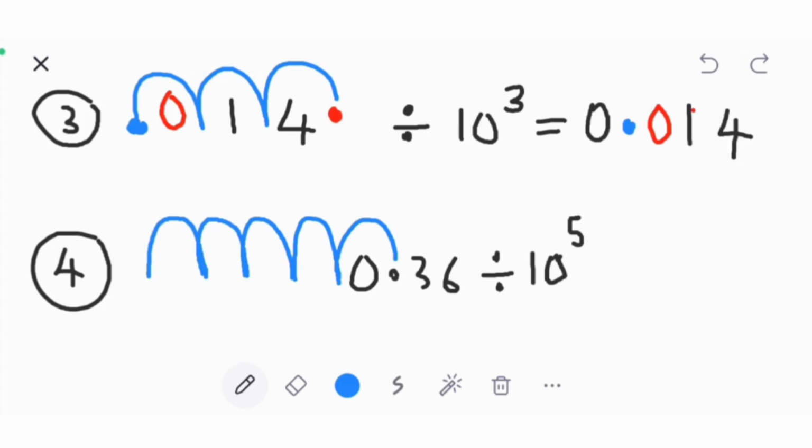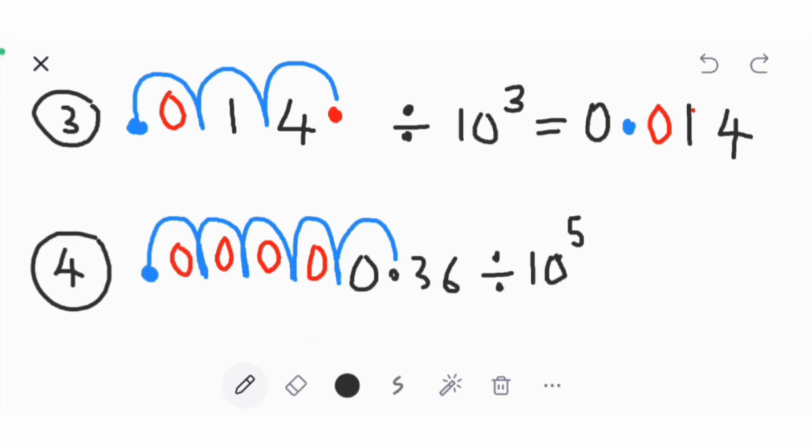So the decimal point is now here. Do we have empty space? Yes, we do. So you write 0 in the empty space. You write 0 in the next empty space. You write 0 in the next empty space. And then you write 0 here also.